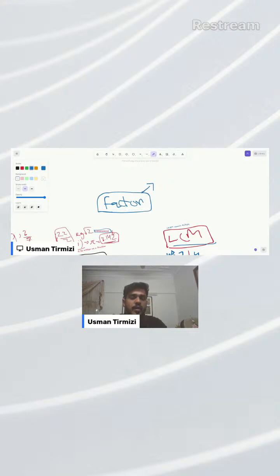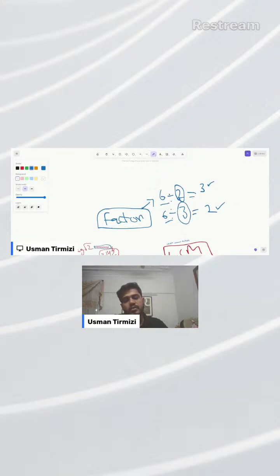So let's say that I have 6, right? 6 can be divided by which two numbers? It can be divided by 2 or by 3 to give me a whole number. So 6 divided by 2 gives me 3, which is an integer, right? 6 divided by 3 gives me 2. So that means that 3 and 2 are factors of 6.